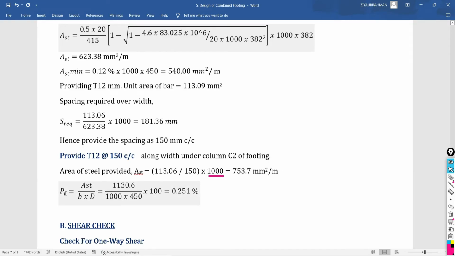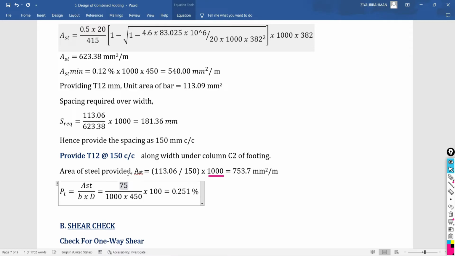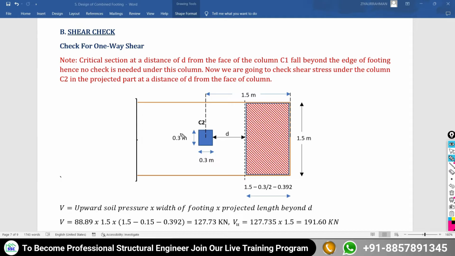Now how much is the provided percentage of reinforcement? Here the provided percentage of reinforcement is the total area of reinforcement provided, 753.7, divided by 1000 multiplied by the overall depth of your foundation, multiplied by 100. You will get the percentage as 0.167. So finally the reinforcement provided under the column C2 is 0.167 percent. In this way you have to find out the reinforcement under the column C1 and under the column C2 in the transverse direction. Now in the last we have to check for the one-way shear to decide whether our provided depth is safe or not.